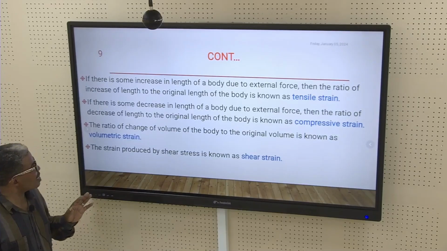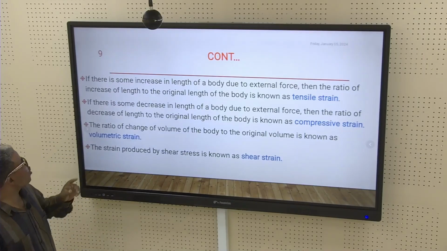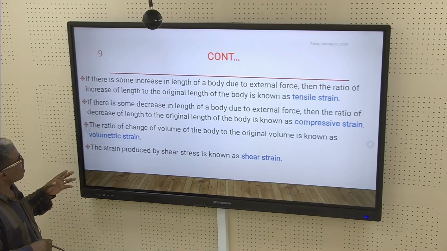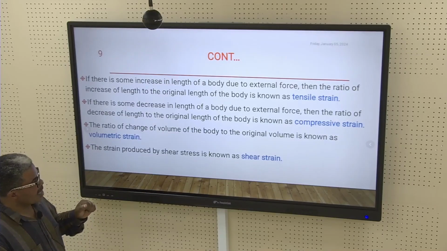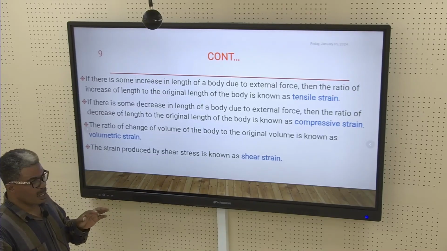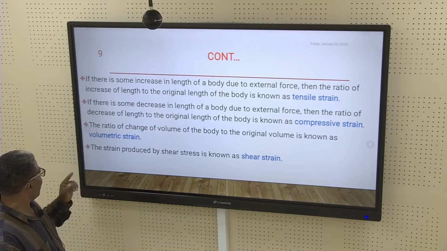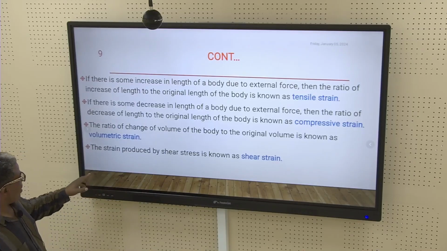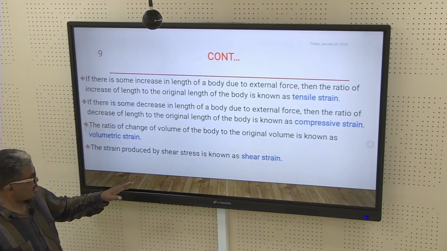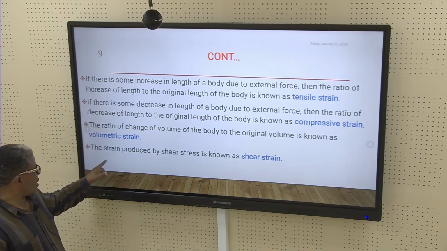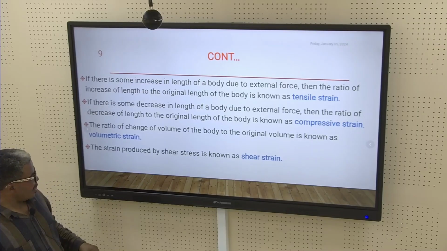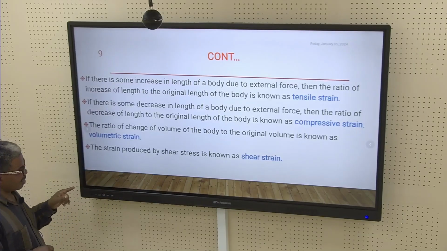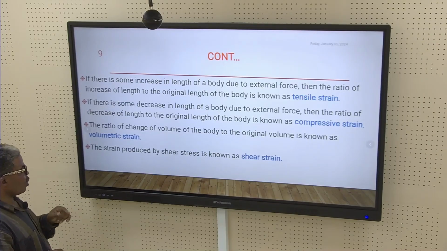If there is some increase in the length of a body due to external force, then the ratio of the increase of the length to original length of the body is known as tensile strain. And when there is some decrease in length of the body due to external force, the ratio of the decrease of the length to the original length of the body is termed as compressive strain. The ratio of change of volume of a body to the original one is known as volumetric strain. And the last one, the strain produced by shear stress is known as shear strain. We will see what is shear stress. As I said in the beginning, the shear refers to how a force is subjected to the load, that is, will be tangential to the force.